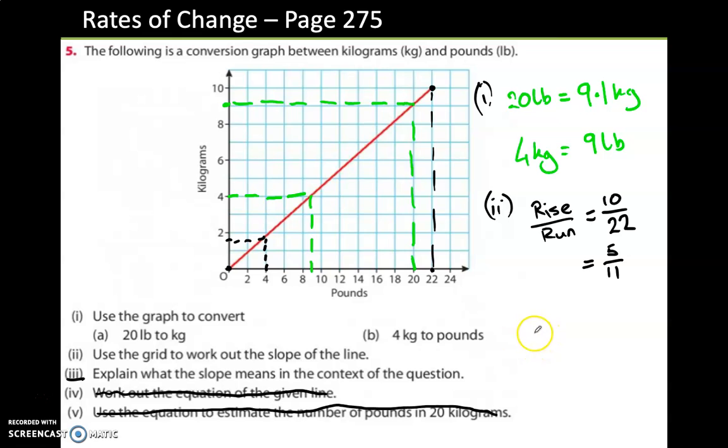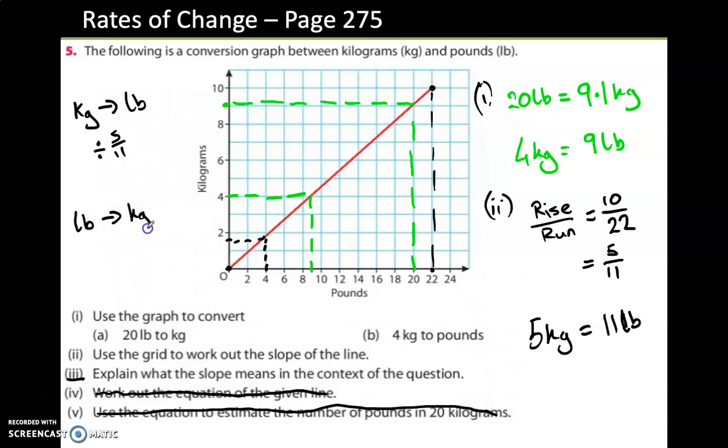What this means is that for every 5 kilos, you're going to be getting 11 pounds. Another way to look at it is that if we were to convert kilograms to pounds, what we'd want to do is divide by 5 over 11. And if you wanted to convert pounds to kilos, you're going to do the opposite. So what's the opposite of division? You're going to multiply by 5 over 11.